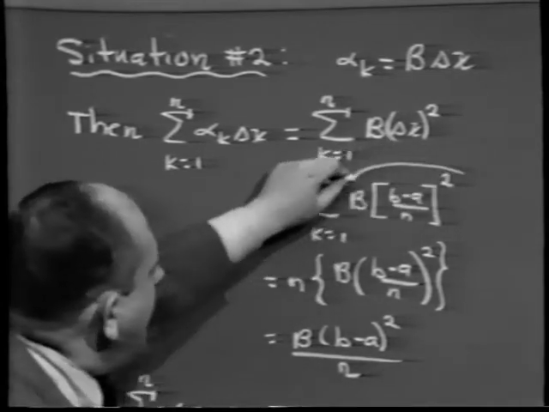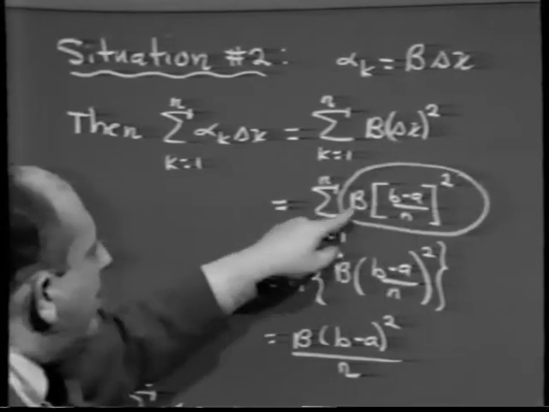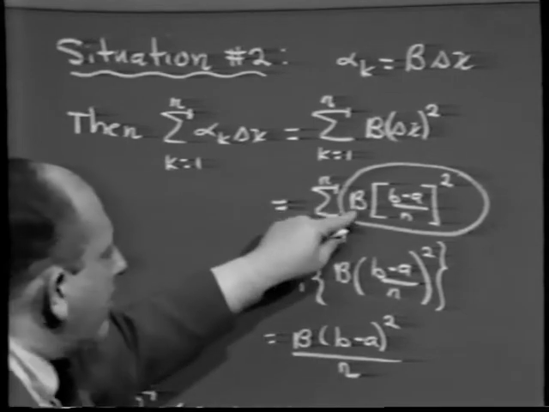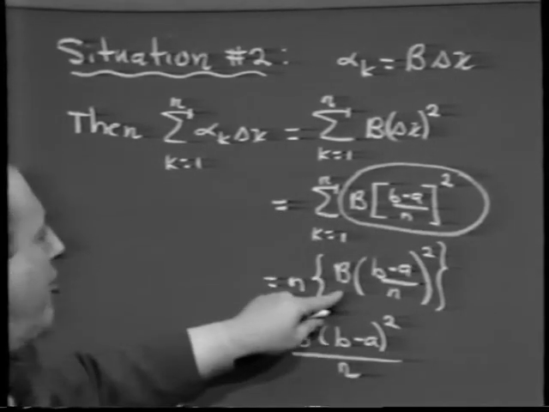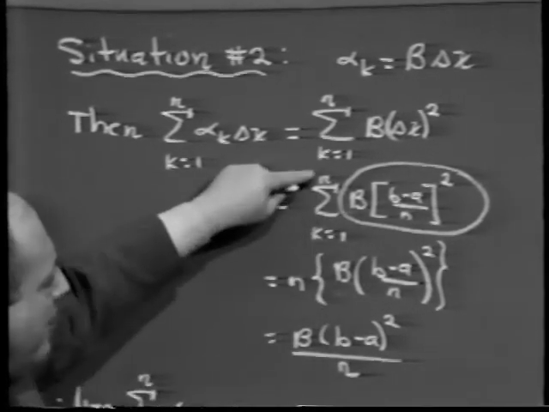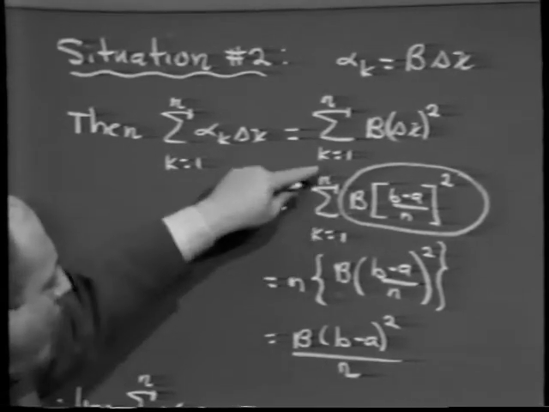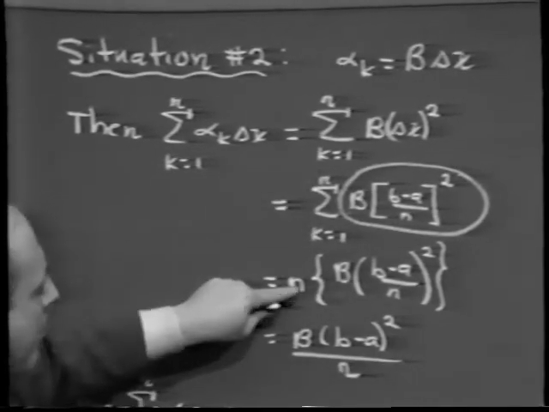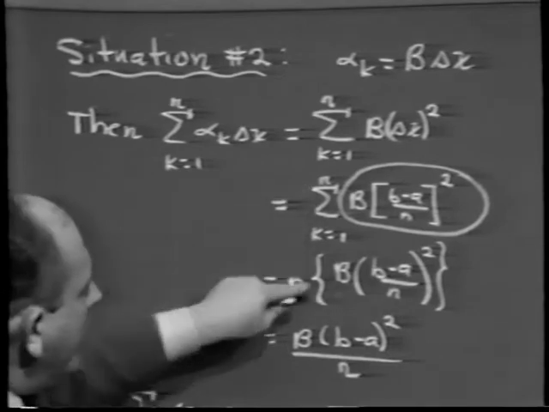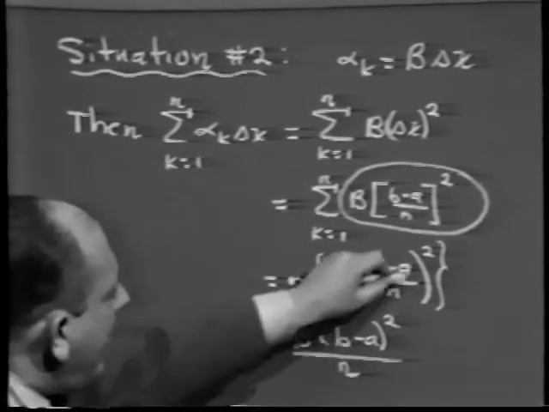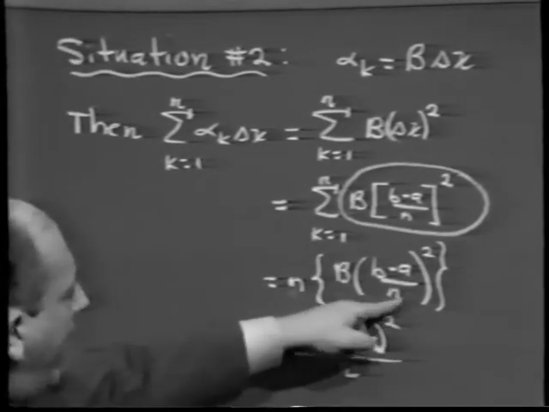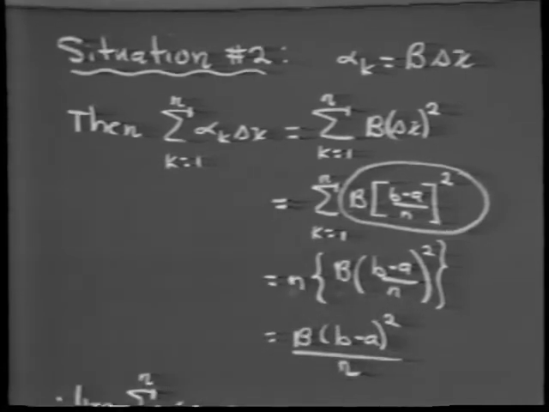Notice that what's inside the summation sign here does not depend on k. It's a constant. I can take it outside the summation sign. How many terms of this size do I have? Well, k goes from 1 to n, so I have n of those pieces. Therefore, this sum is given by this. This is an n squared term. One of the n's in the denominator cancels with my n in the numerator.